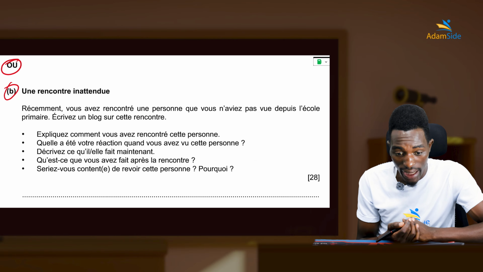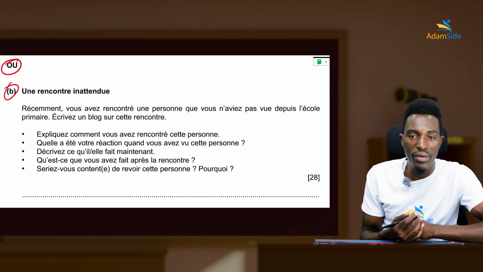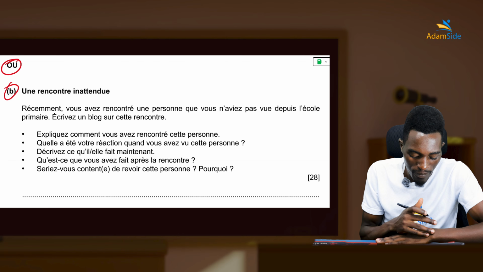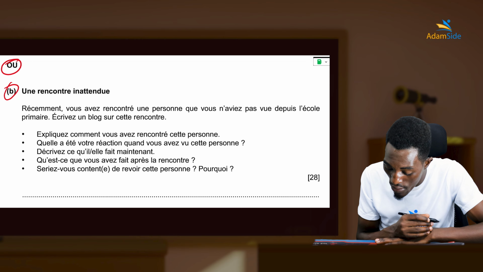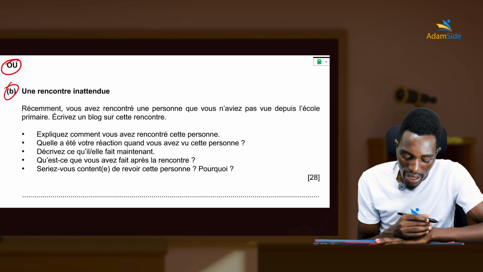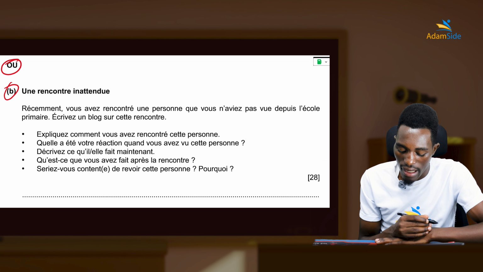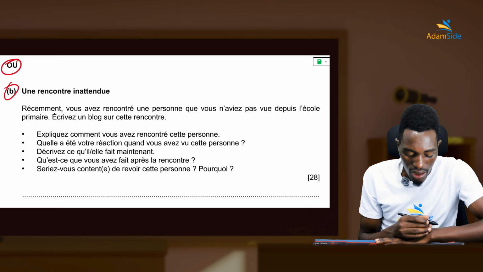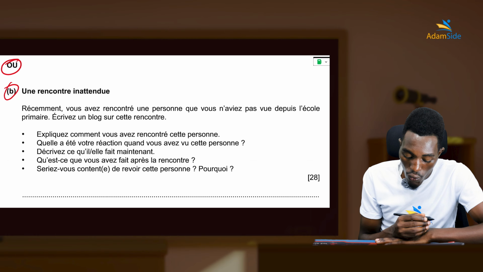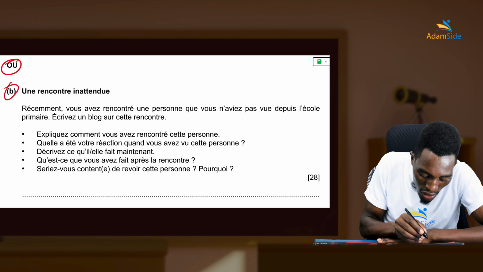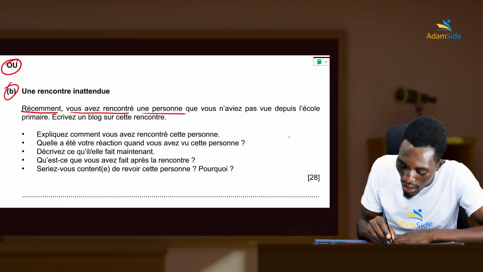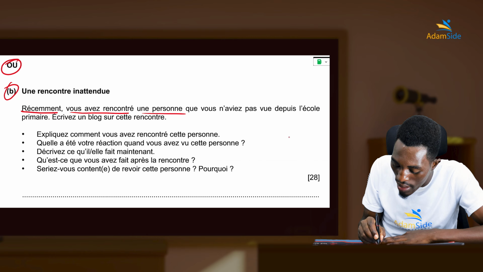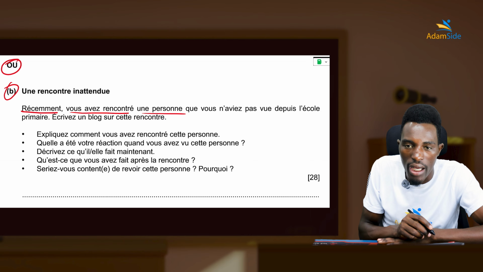Une rencontre inattendue. Rencontre means to meet. Heureusement, vous avez rencontré une personne que vous n'aviez pas vue depuis l'école primaire. Écrivez un blog sur cette rencontre. Recently, you met a person that vous n'avez pas vu depuis l'école primaire.